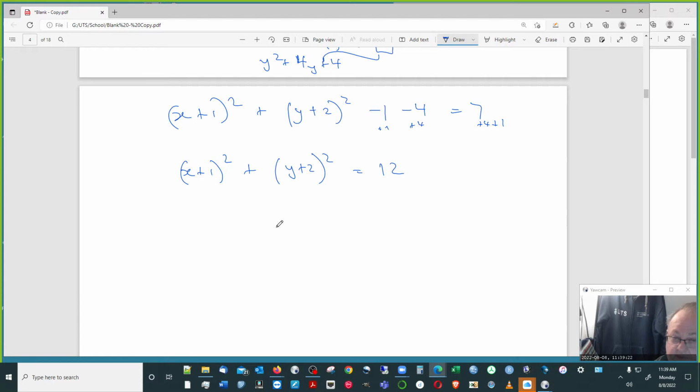Okay, so that is going to be expressed in terms of a radius, isn't it? That's going to represent a radius. So that's our radius.